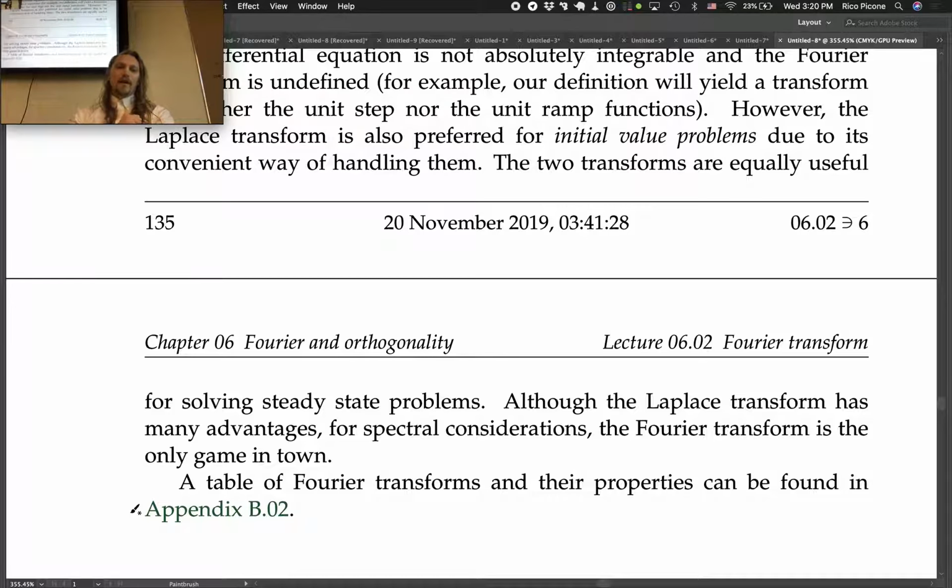Okay, a table of Fourier transforms and their properties can be found in Appendix B2, so I recommend you check that out. It's your pretty standard Fourier transform table, and it also has properties in it. So I didn't get into the properties of the Fourier transform. As we need them, I'll introduce them, but we're mainly introducing this in order to do PDE solutions.